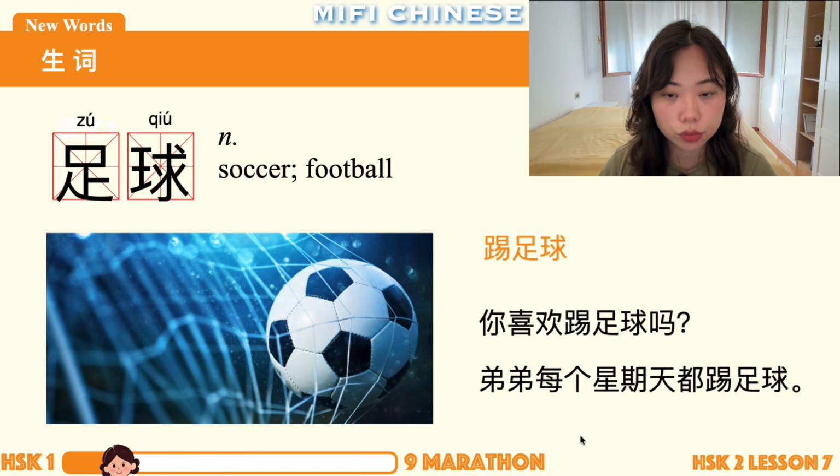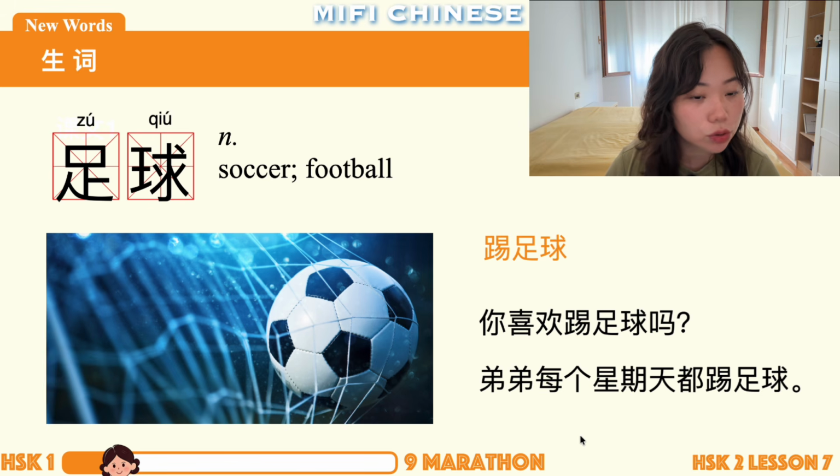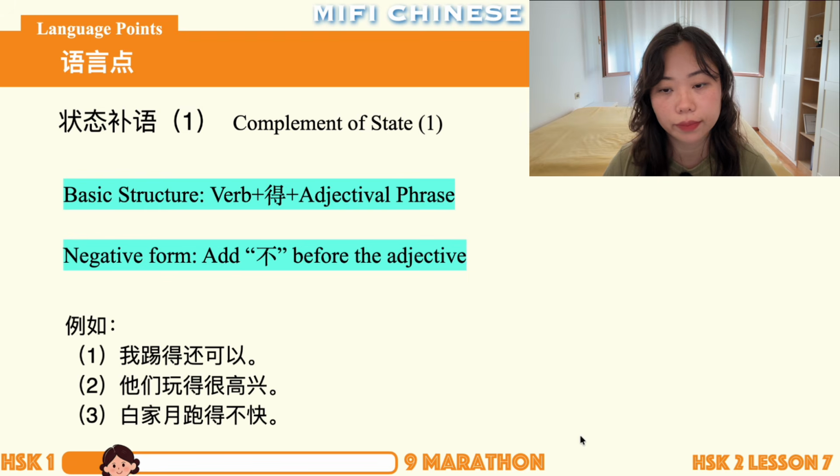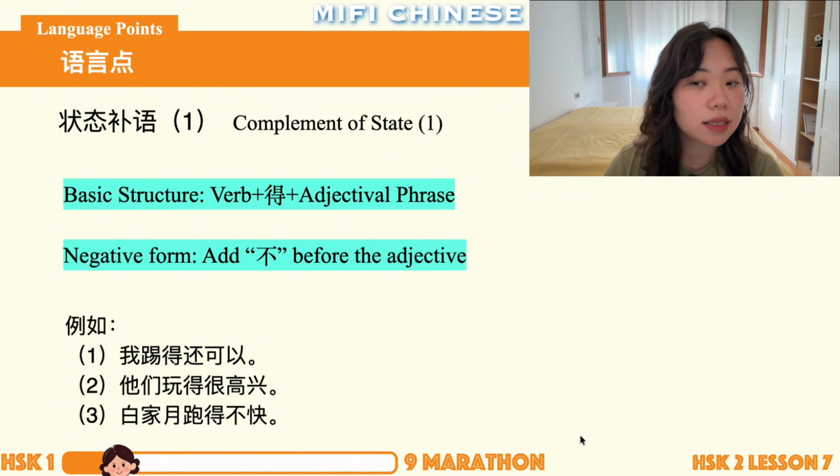And then 足球, right? We see it. 你喜欢踢足球吗? 弟弟每个星期天都踢足球. Okay. So here, let's see the language point of this lesson. We have actually already learned it from lesson 6 when we were talking about the 3 de together, right? But it's okay. Let's review it so that you can memorize it better.